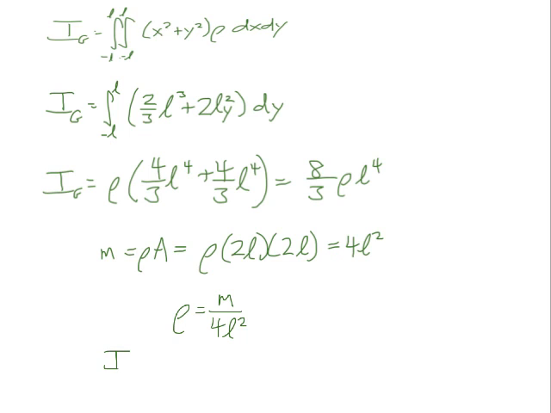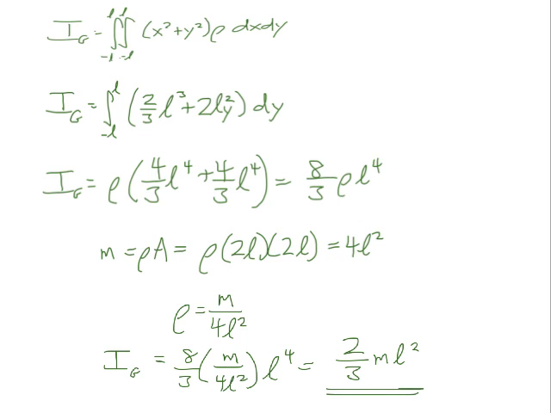And now substituting in, our moment of inertia about the center of mass is equal to 8/3 m over 4L squared multiplied times L to the fourth. And so we get a final expression of 2/3 mL squared. And so for a square, as we've seen in this example, the rotational moment of inertia, if this square is resisting the rotation, is 2/3 mL squared.